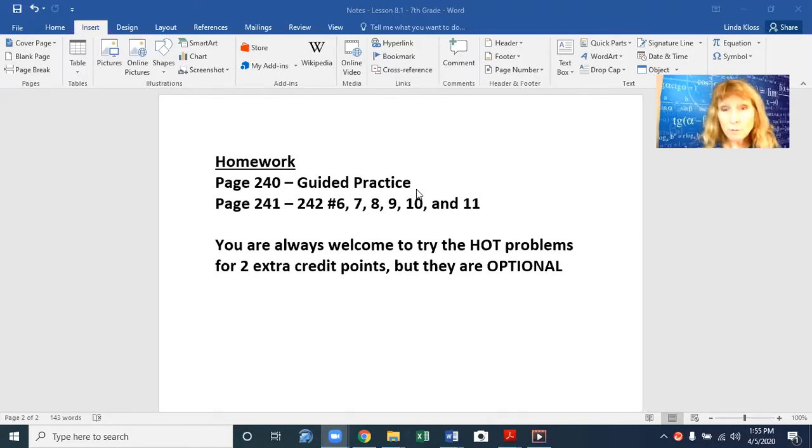So you're always welcome to do the hot problems. Those are the higher order thinking problems, and they will be 2 extra credit points, but they're optional. You do not have to do them. You don't have to get them correct, but you have to show that you tried them.